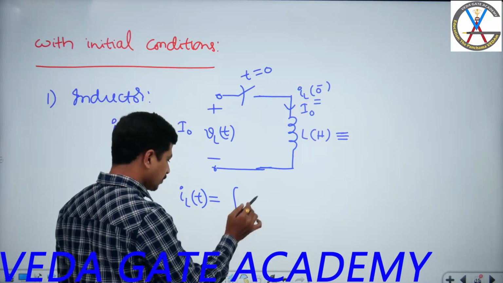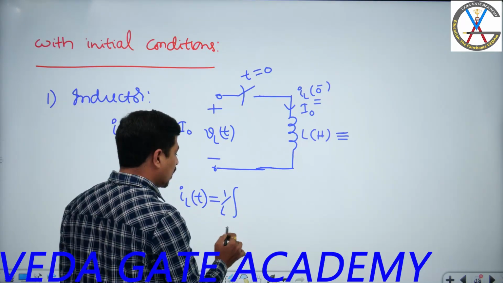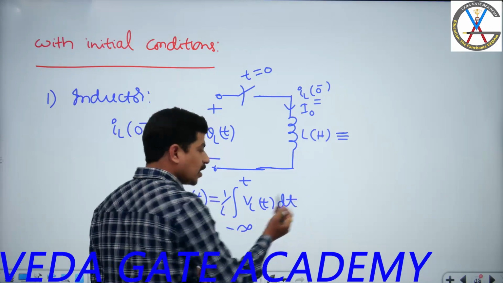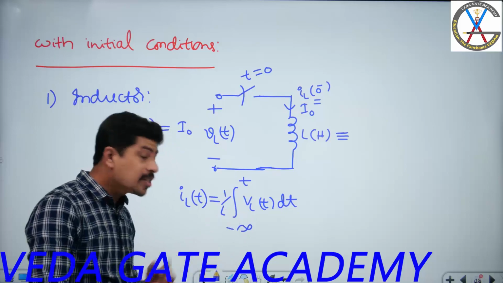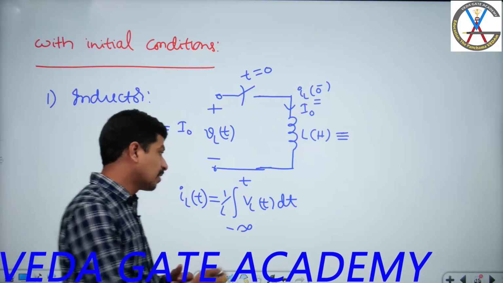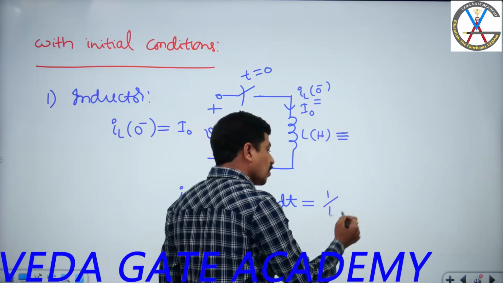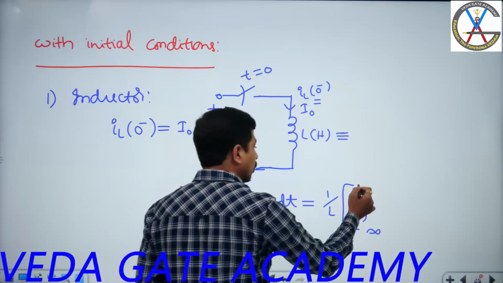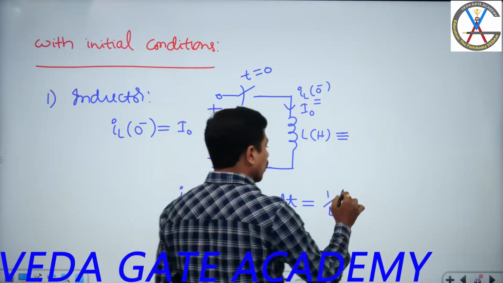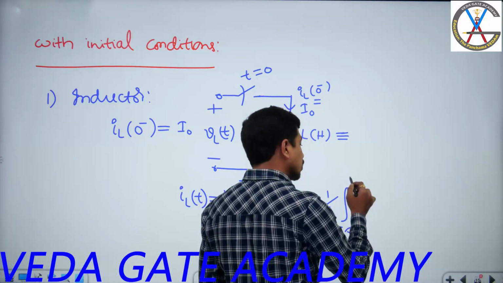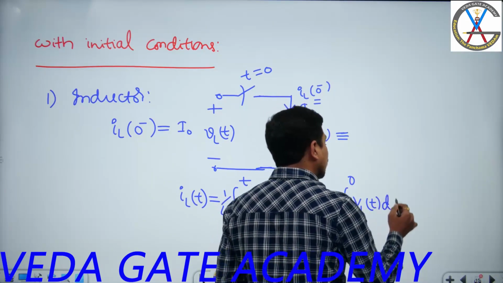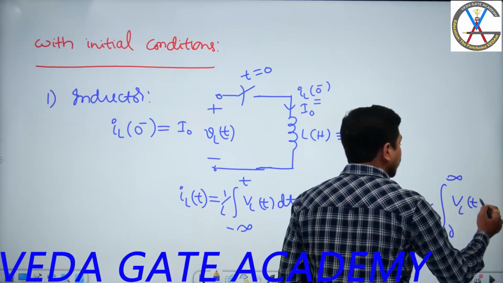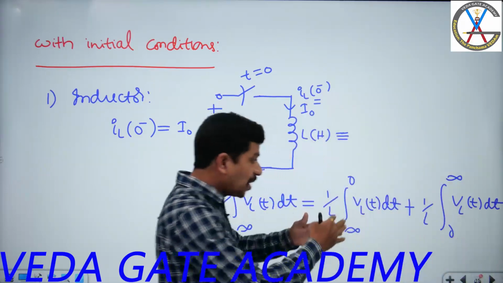Now, I'll write in this way. 1 by L integral minus infinity to t VL of t dt. If you observe, this VL of t is present from 0 onwards, not from minus infinity onwards. Then I am splitting this integration like this: 1 by L integral minus infinity to 0 VL of t dt plus 1 by L integral 0 to infinity VL of t dt. This is the splitting of this integration.